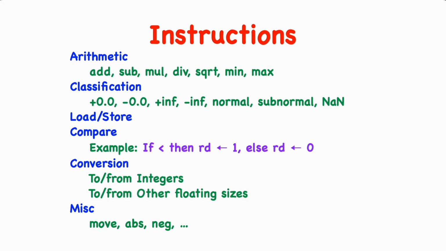There are a lot of floating point instructions that we'll be describing, but we can begin by grouping them into these general categories. First, we have arithmetic type instructions: add, subtract, multiply, divide, square root, min, and max.